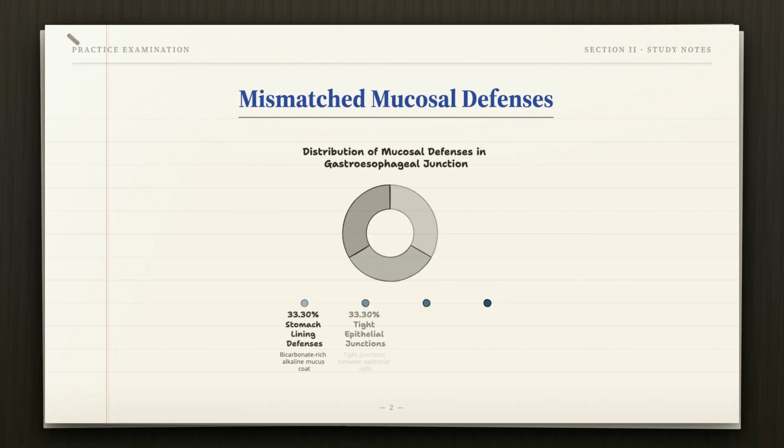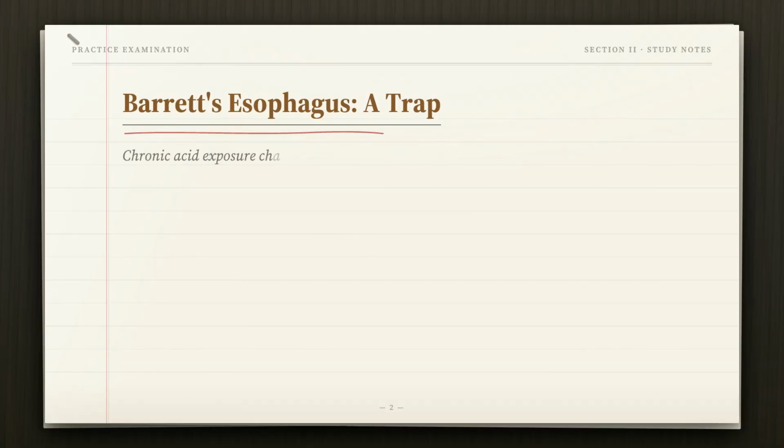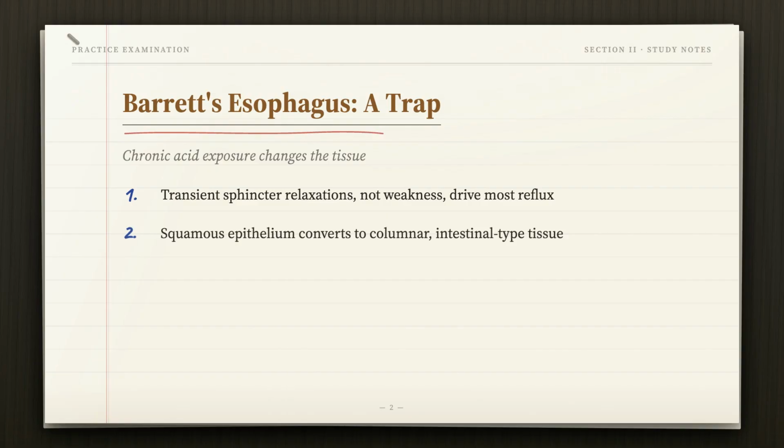The damage comes from a mismatch in defenses. The stomach lining has alkaline mucus, tight junctions, and rapid turnover, while the esophagus only has tough squamous epithelium built for abrasion, not acid. So each tissue is defenseless against the insult it doesn't expect. Most reflux comes from transient, inappropriate sphincter relaxations worsened by fatty meals, alcohol, and large portions, not a permanently weak sphincter.